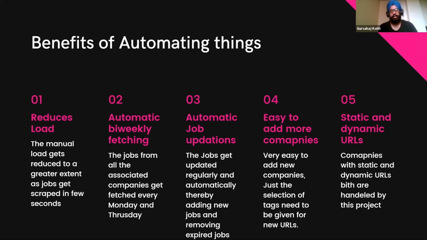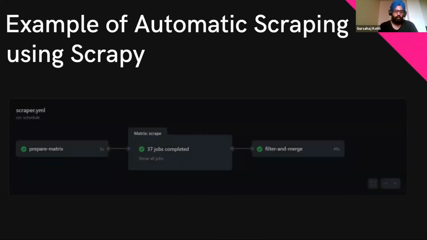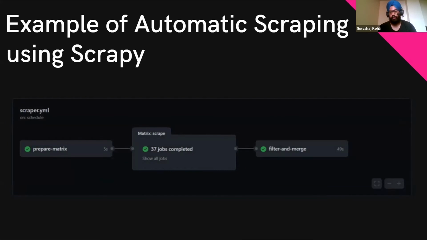Static URLs get handled by Scrapy, where it directly accesses the tags and gets the values. Whereas when it comes to dynamic URLs, we have to make the selections in real time. So the project makes the selections on its own, and finally it gives us what we actually want. So this is just an example of how it looks.